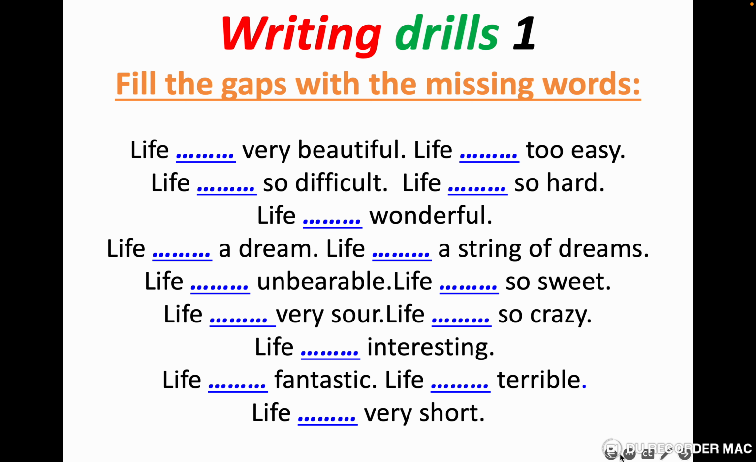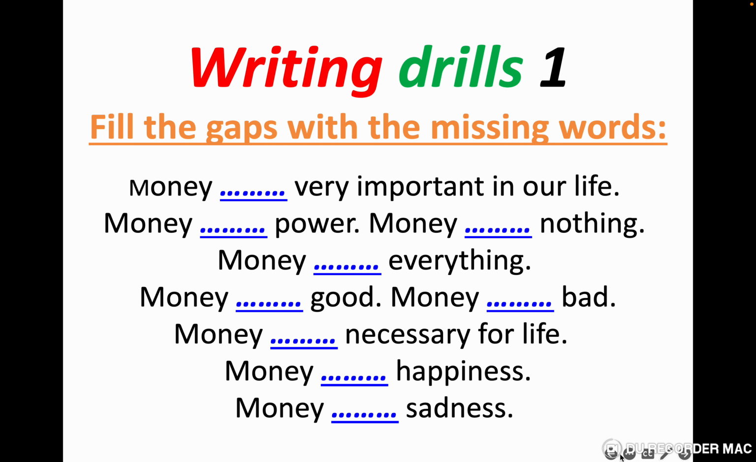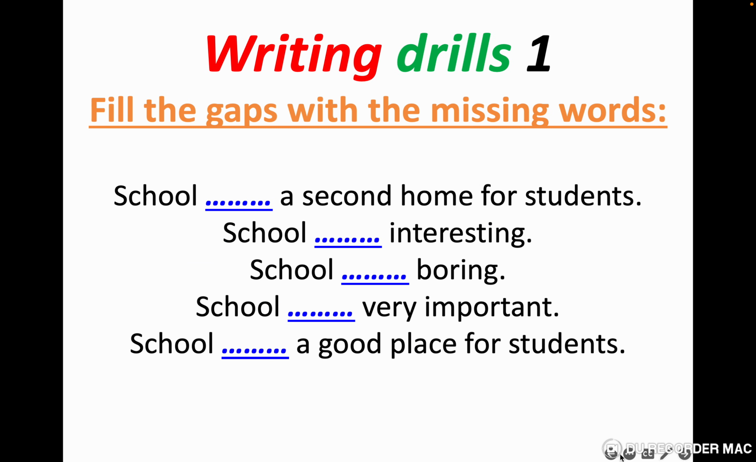Oh my God, we come back. So here we go forward and not backward. School is a second home for students. School is interesting. School is boring. School is very important. School is a good place for students. So the missing word is very easy. Write them on the paper and go to the next slide.